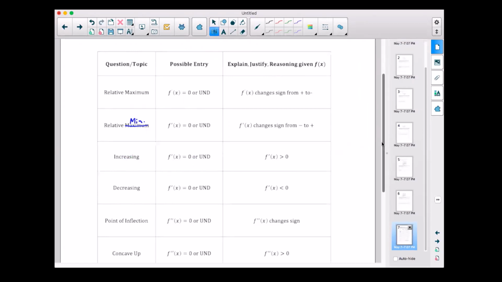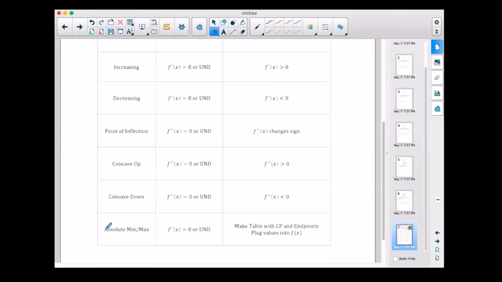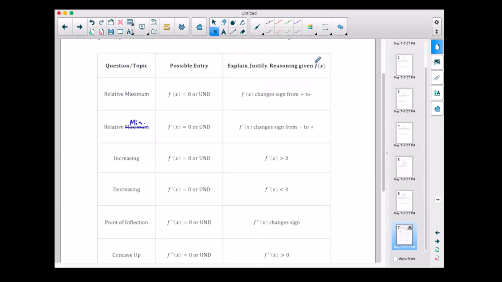And then we have increasing, decreasing, points of inflection, concave up, concave down, and then possibly absolute maximums or absolute minimums. And so if the question is asking about a function f, this is sort of what we're being asked about. Second column is sort of your starting point. What's the first step? How do you begin these problems? So I wrote possible entry points. And then the last column is going to be your explanation. But this last column also is going to be how you're going to find the answer.